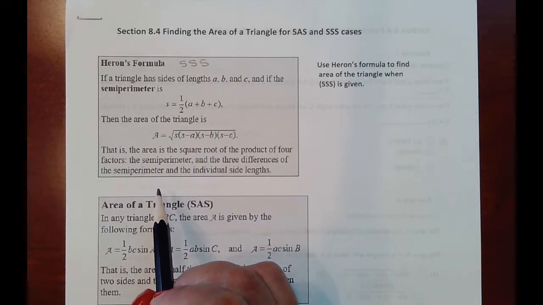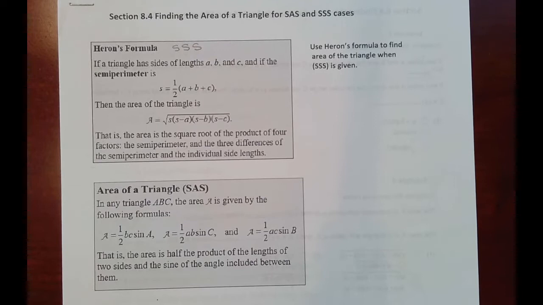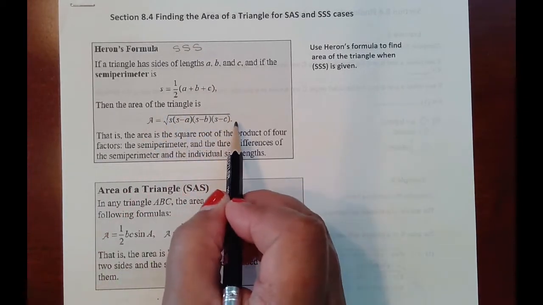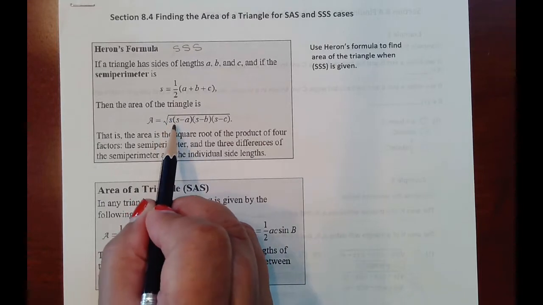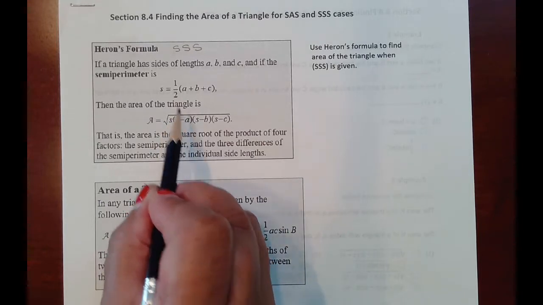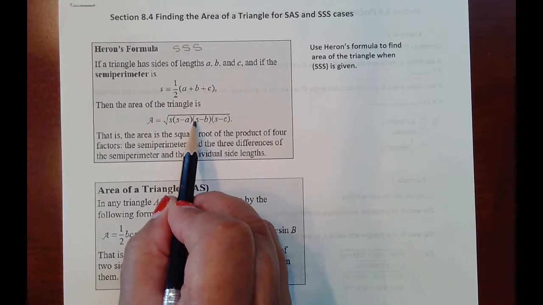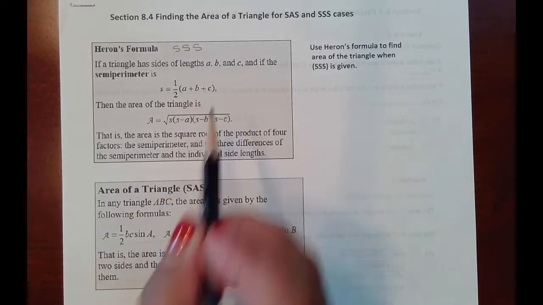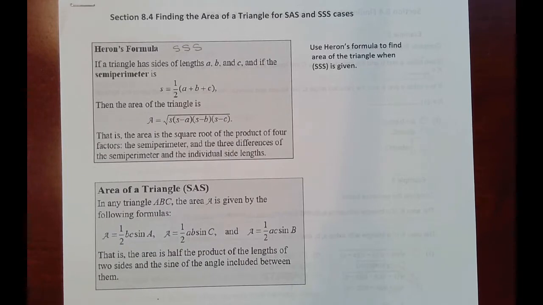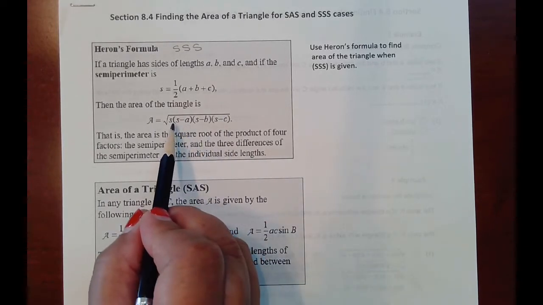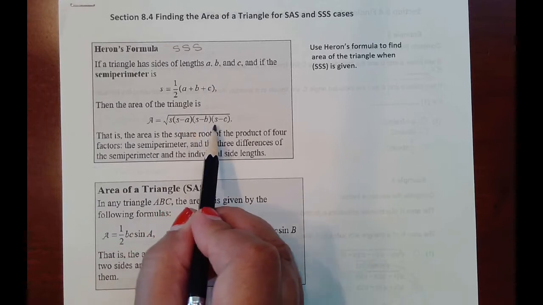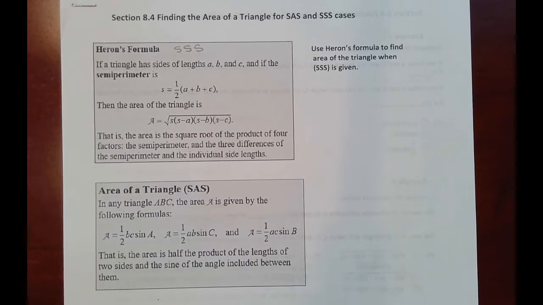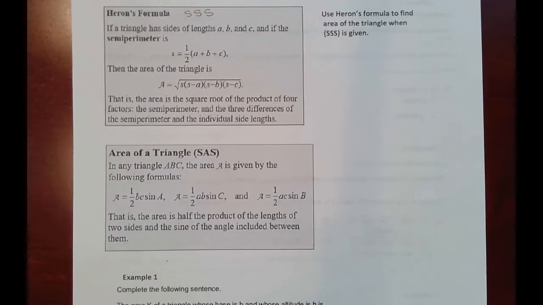So that's the semi-perimeter. Then that semi-perimeter gets used 4 times underneath this square root. Once by itself, times the semi-perimeter minus one of the sides, then the semi-perimeter minus another side, and then the semi-perimeter minus the third side. So you're going to use each of the sides subtracted from the semi-perimeter in each of these factors, and then S by itself. Okay, pretty simple.